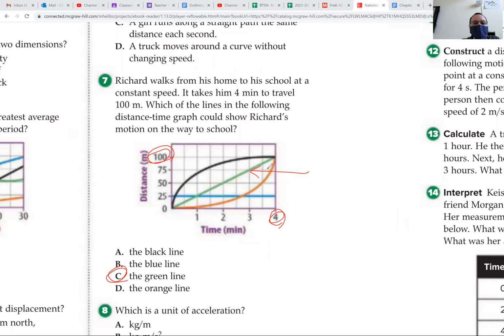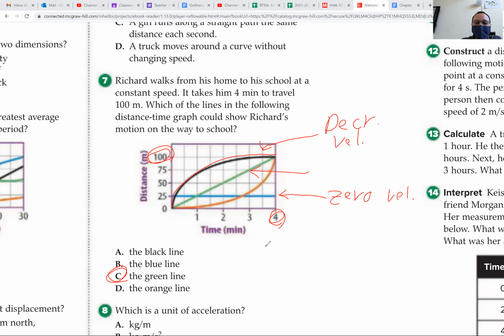That's the only one. It's worth talking about these other ones. This shows 0 velocity. This shows decreasing velocity. He's going slower over time, so this curve shows decreasing velocity.